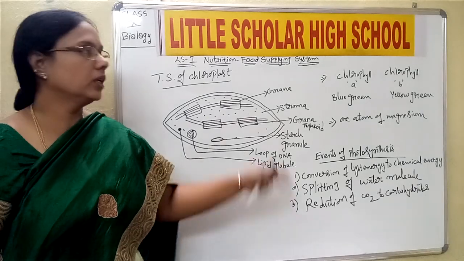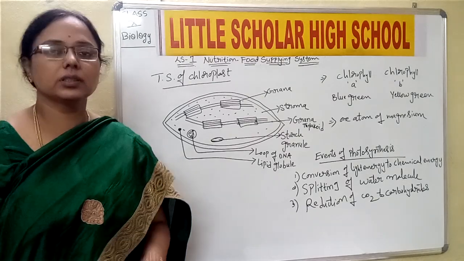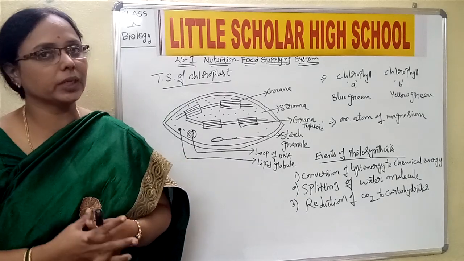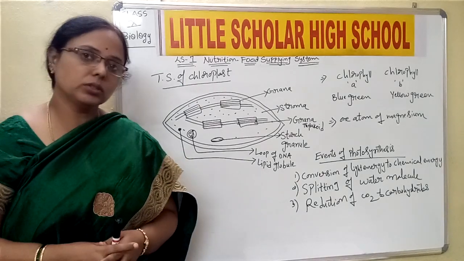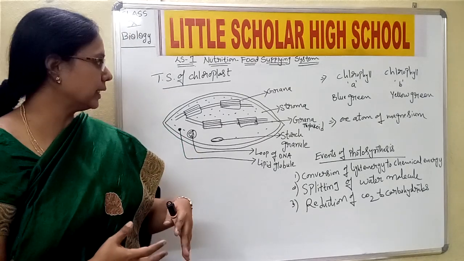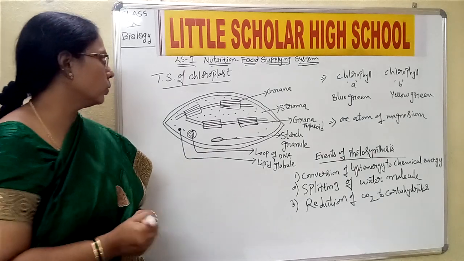Okay children, and we are in the first lesson, food supplying system. In our previous class we discussed that chlorophyll is one of the important essential pigments present in the chloroplast for the process of photosynthesis to go on, and we said that in this class we shall go into the structure of the chloroplast.